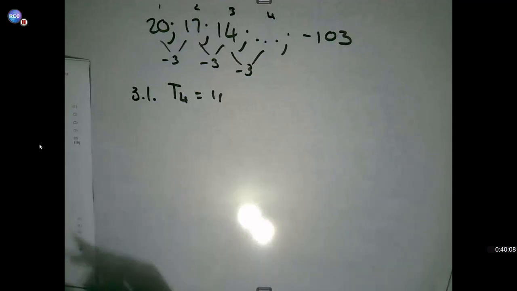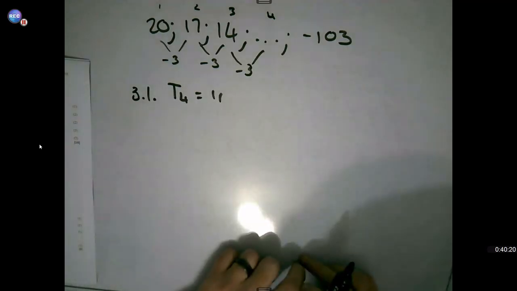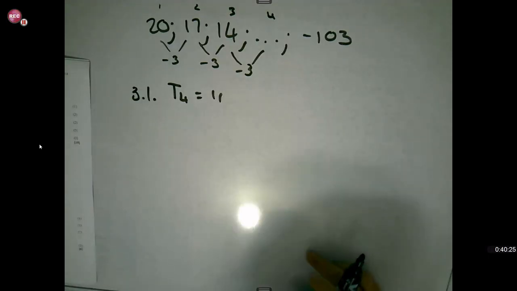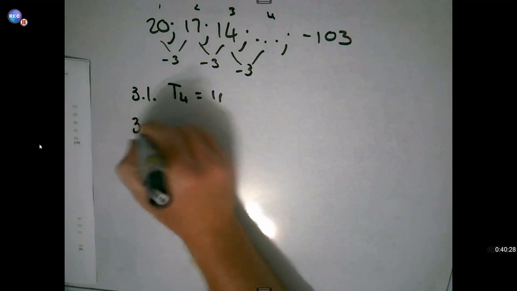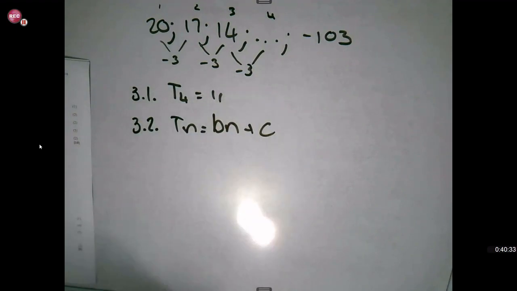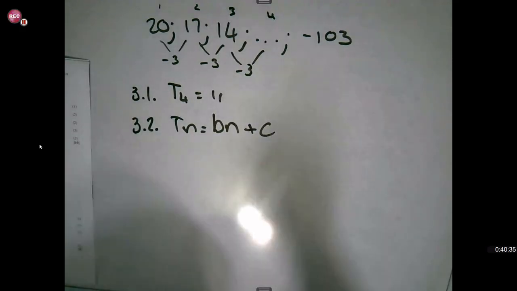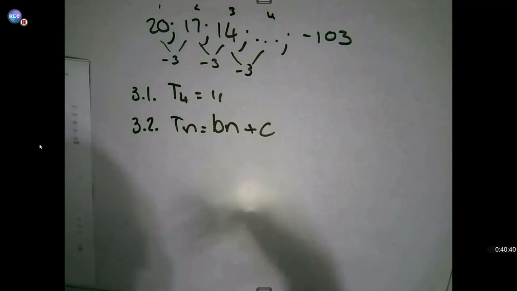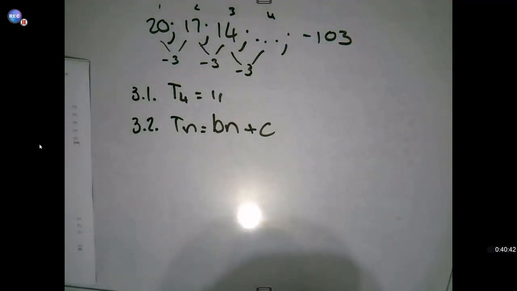Okay. Then 3.2 says determine the expression for the nth term. If they speak about the nth term, or if they speak about the general rule, they want you to go and find the formula that will get you the next terms or the next numbers in the pattern. Okay, so we start off with the following. We start off with Tn equals bn plus c. It's up to you. You can also use the other formulas that they give to you.